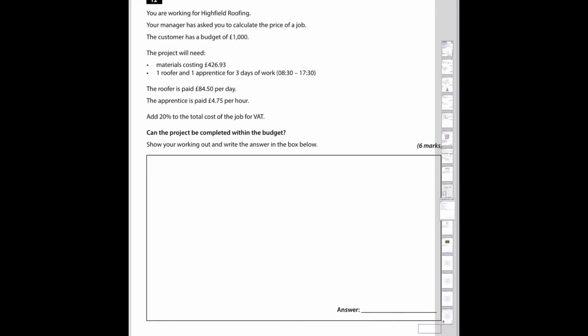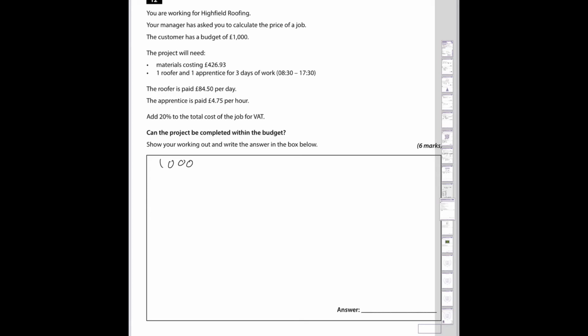Number 12, you're working for Highfield Roofing. Your manager has asked you to calculate the price of a job. The customer has a £1,000 budget. Now the key for a question like this, I understand that questions when there's a lot of information can worry people quite a lot when they first see them. The key is to break it down as you're going.